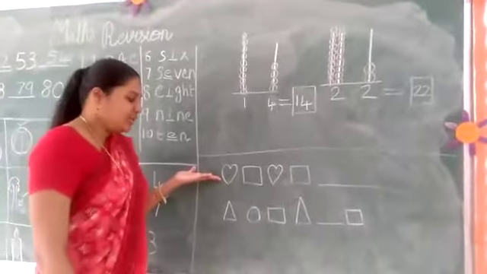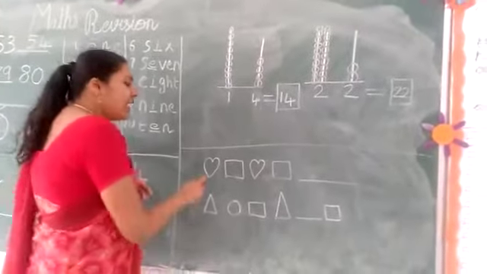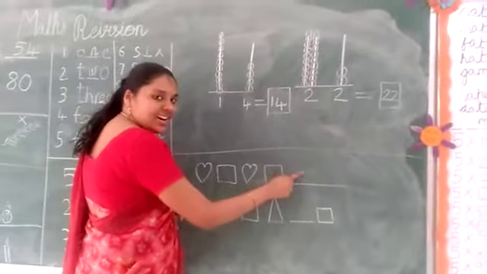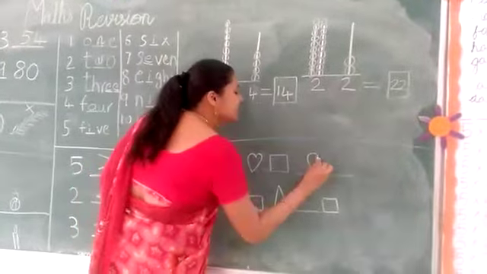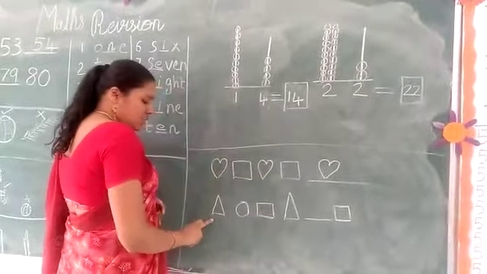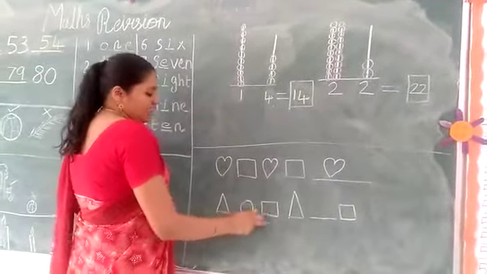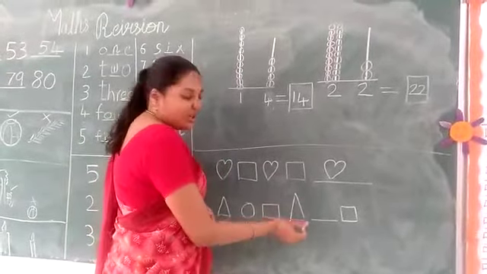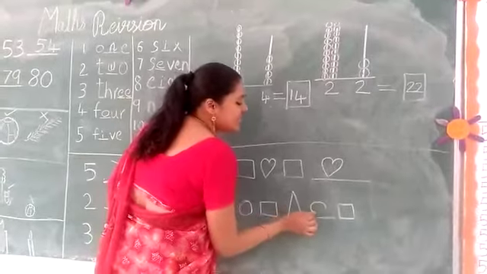Your favorite one, no? Patterns. Hot square. Hot square. Hot. Now, triangle, circle, square. Triangle, square. Square will come. No, it's a circle.